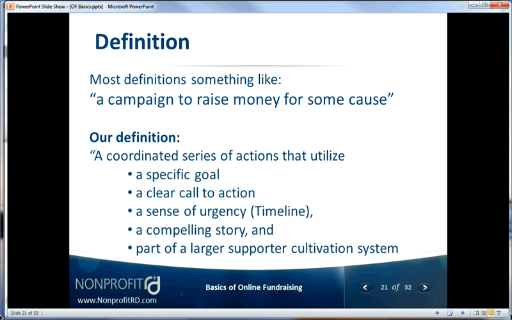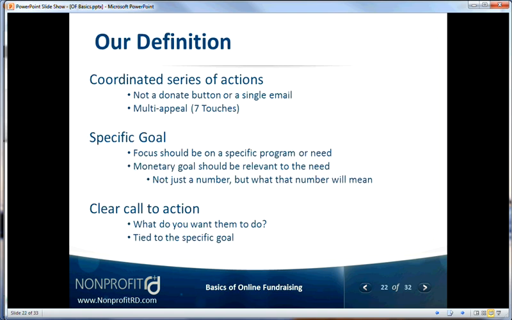So a definition. If you look online for a definition of a fundraising campaign, you'll get something like a campaign to raise money for some cause. Obviously that might be accurate, but it's a little too basic. So we have a definition that we've come up with that has multiple parts to it, and we're going to talk about each of these parts on the next couple slides. So the way we define a fundraising campaign is a coordinated series of actions that utilize a specific goal, a clear call to action, a sense of urgency, a compelling story, and it's part of a larger supporter cultivation system. Let's talk about each one of these so you know what we mean by each one of those.